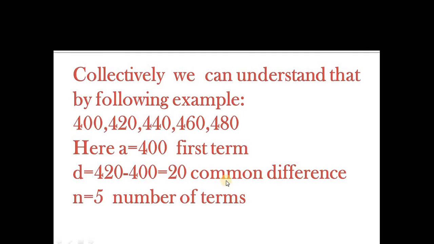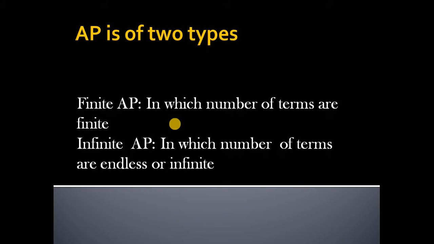Students, for the common difference, always subtract the second term minus the first term. Always take care: third term minus second term, second term minus first term, meaning the succeeding term minus the preceding term. And the number of terms is 5. I hope with this example you can easily understand a, the first term, n, the number of terms, and d, the common difference.